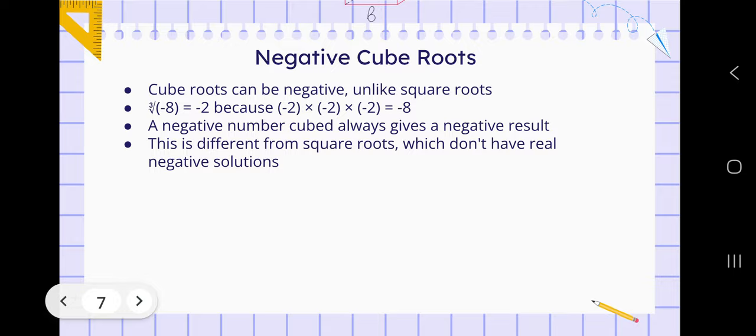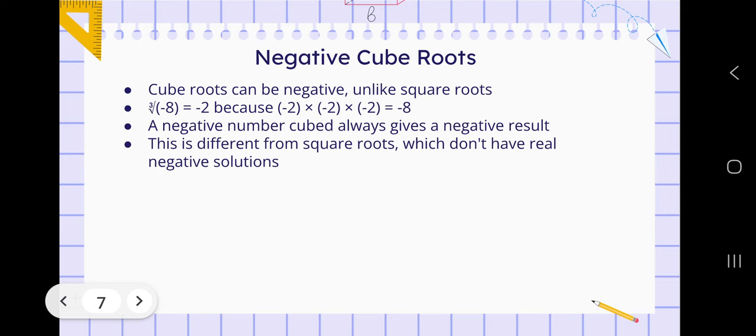Cube roots can be negative, unlike square roots. The cube root of negative 8 is negative 2 because negative 2 times negative 2 times negative 2 is negative 8. A negative number cubed always gives a negative result. This is different from square roots, which don't have real negative solutions.